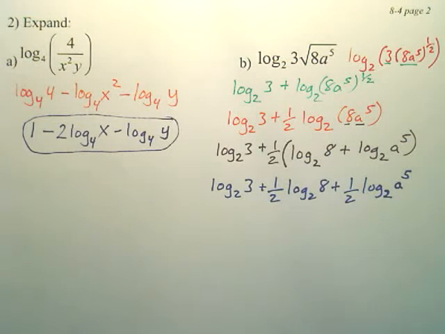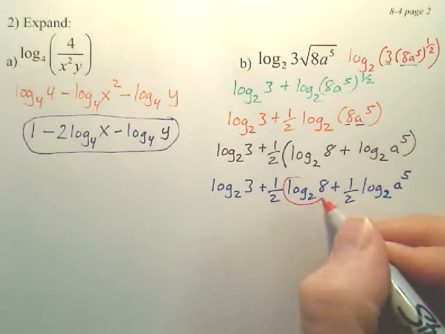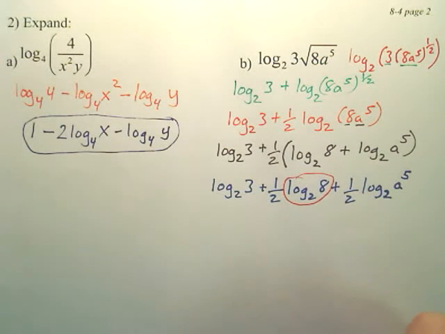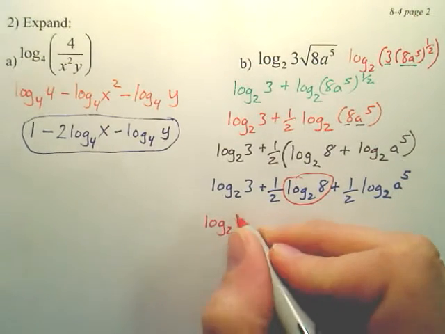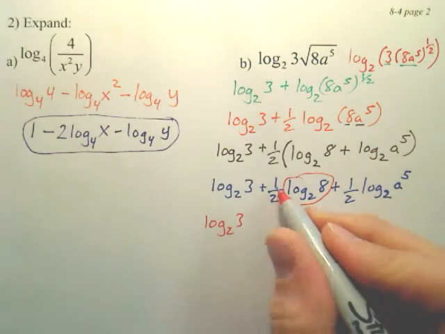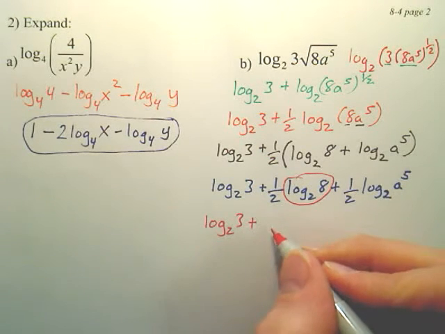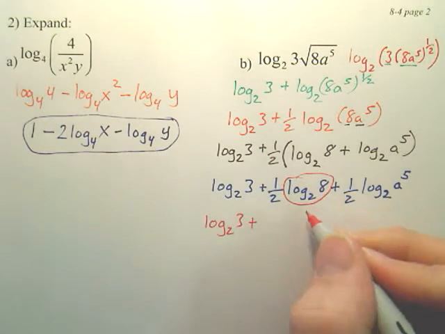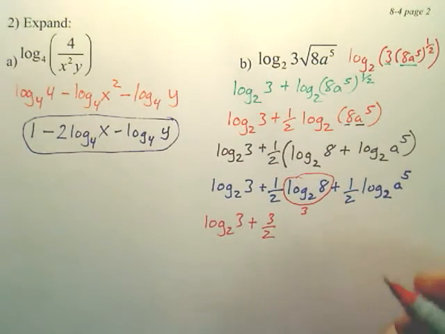Are we completely done? Now, look at this. Do you know what that is? That's actually 3. 2 to the what is 8? That's 3. Write that one. This is going to be 1/2 times 3. What's 1/2 times 3? You should understand this is 3 here. 1/2 times 3 is 3 over 2.